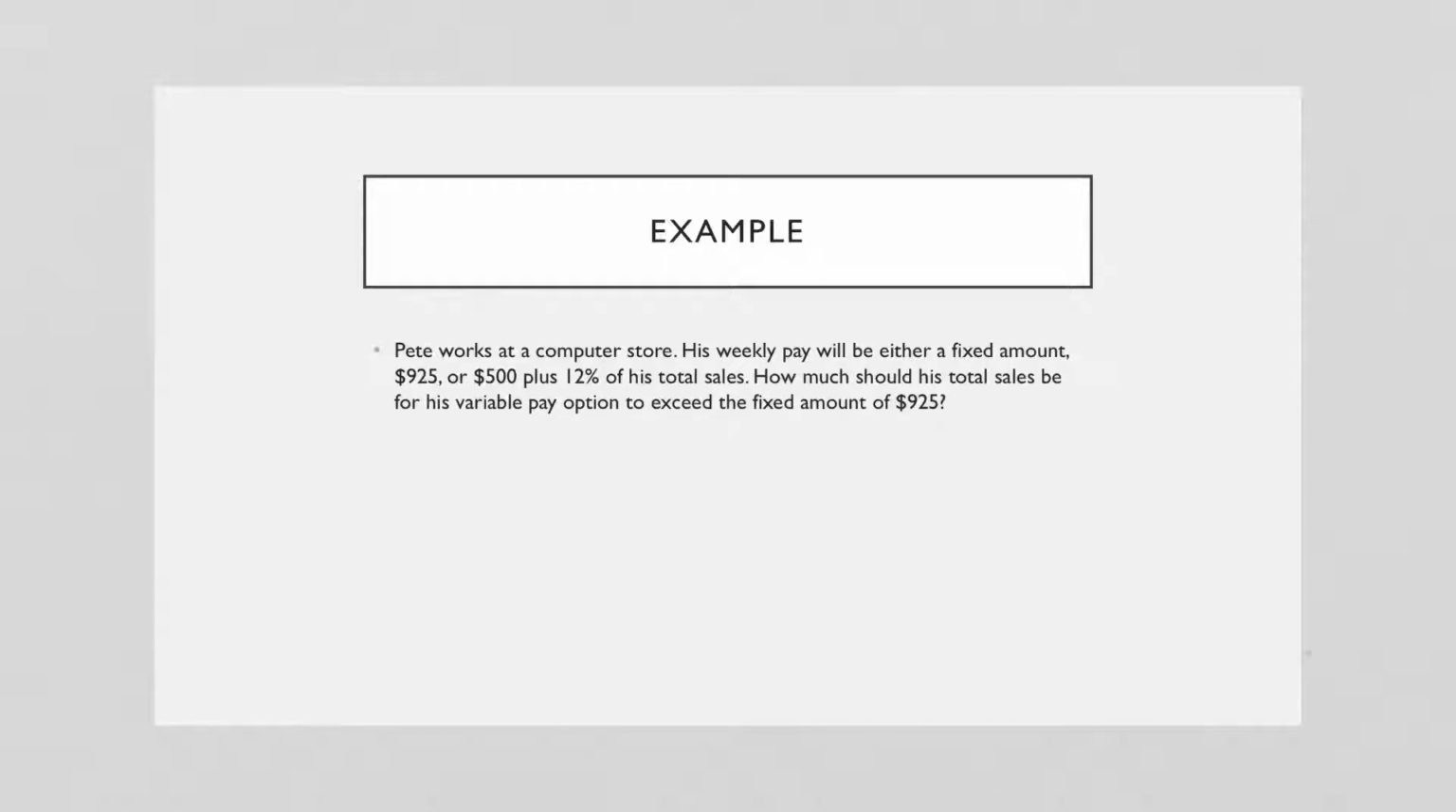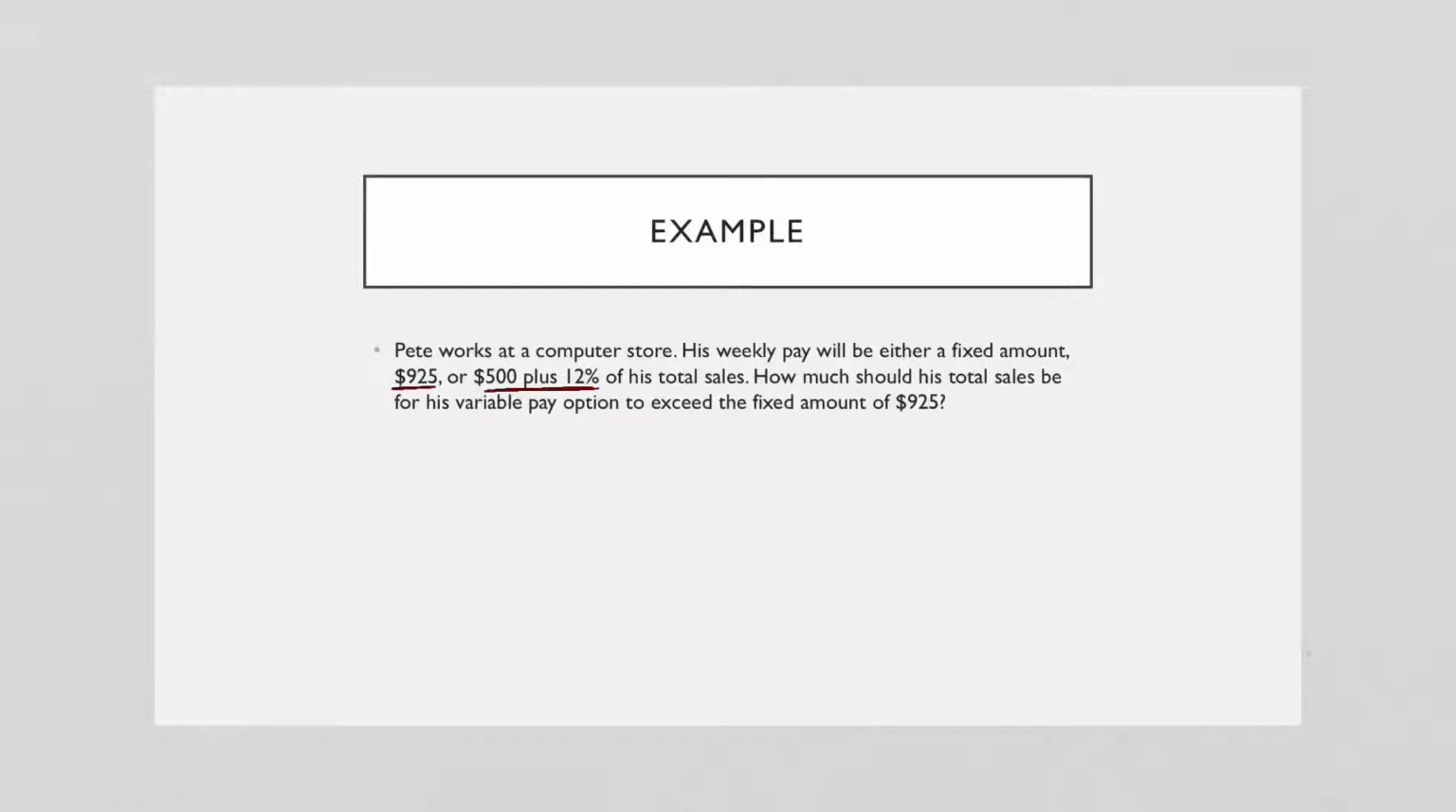All right, so Pete works at a computer store. His weekly pay will either be a fixed amount of $925 or $500 plus 12% of his total sales. How much should his total sales be for his variable pay option to exceed the fixed amount of $925? Okay, so here's what I want you to think of. Okay, so right here, here's our fixed amount. And then here's the other option that Pete gets.